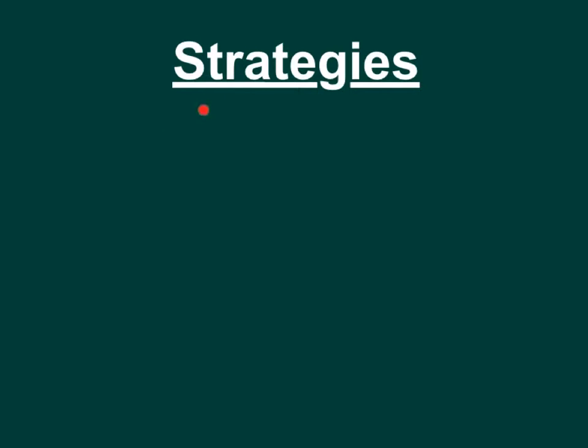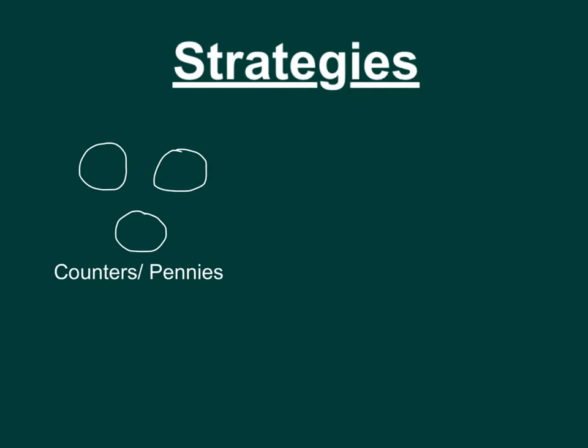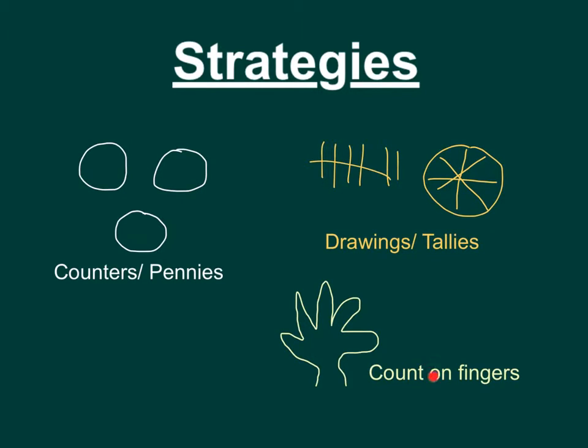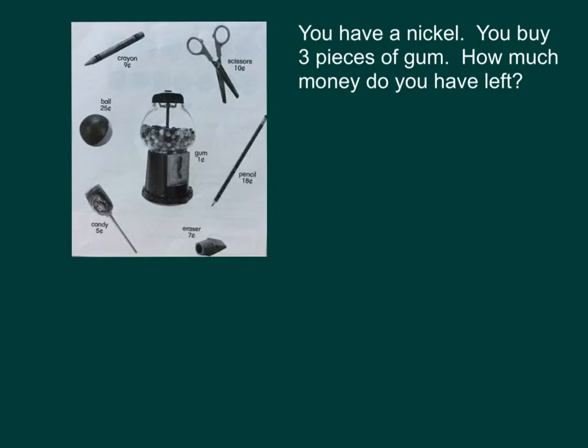There are several different strategies we can use when we're solving number stories. We could use counters or pennies to help us act out a story. We could use drawings or tallies to help us represent a story problem. You could even count on your fingers to solve a story problem. I'm going to use these strategies to solve this problem.